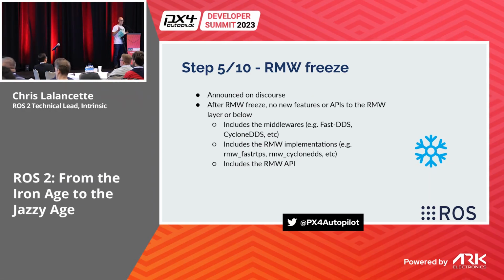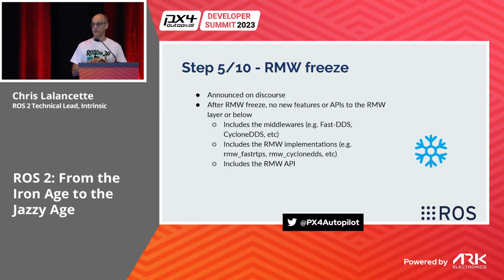Now, this is when we get into the freezes, or the real work of the release. And the RMW freeze happens about 7 or 8 weeks before the actual release. So we announce this on Discourse. And if you're not familiar, the RMW is the ROS middleware. This is the abstract API we have between what the middleware is, so that's your Fast DDS or Cyclone DDS or whatever it is, and the rest of ROS, right?